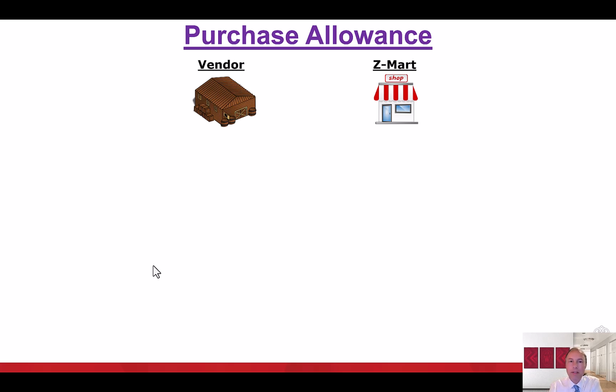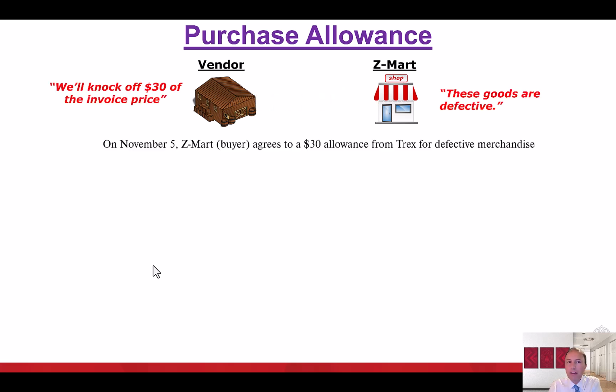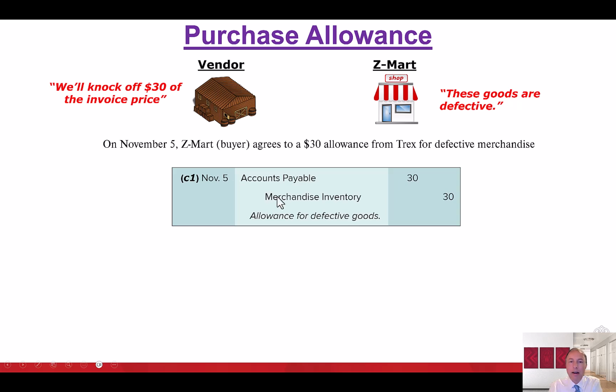First, with a purchase allowance. The vendor sends Z-Mart some merchandise, and we say, wait a second, these are defective. And they say, you know what, keep the merchandise. Don't bring it back to us. We'll just knock $30 off the invoice price. So if that's the transaction on November 5th, accounts payable is decreased. It decreases $30 as far as how much we owe them. So our liability goes down with the debit, and our inventory becomes $30 cheaper. So inventory, the asset, is decreased with a credit. So that's the impact on our balance sheet.